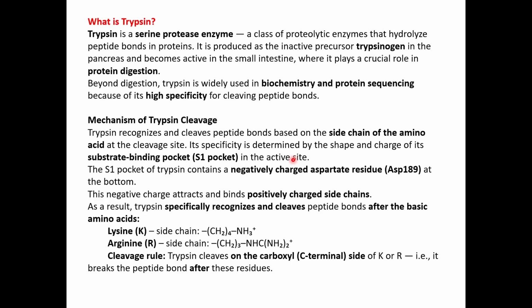Then coming to the next, that is trypsin. So what exactly is trypsin? Trypsin is a serine protease enzyme. It basically is a proteolytic enzyme that cleaves peptides. So a class of proteolytic enzyme that hydrolyzes the peptide bonds in proteins. It is produced as the inactive precursor trypsinogen in the pancreas and becomes active in the small intestine, where it plays a crucial role in protein digestion. So in our body also we have trypsin, which helps in digestion of proteins that are present in the food.